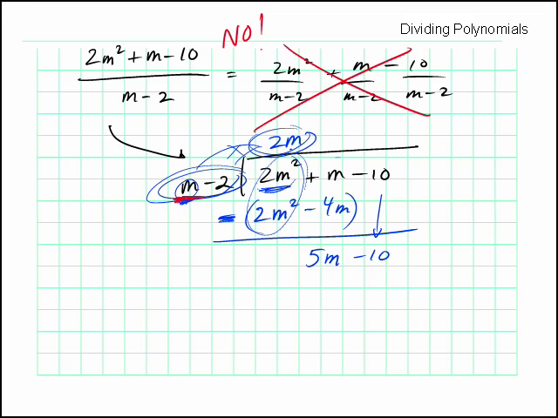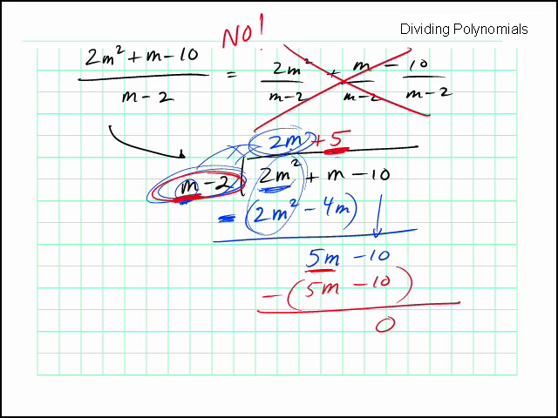I start here, and I have to figure out what do I have to multiply that m by to turn it into 5m. You have to multiply it by positive 5. So it goes right up there. Multiply. 5 times this m minus 2 is 5m minus 10. Draw a line and subtract. And if you subtract that whole thing, this remainder happens to be 0.